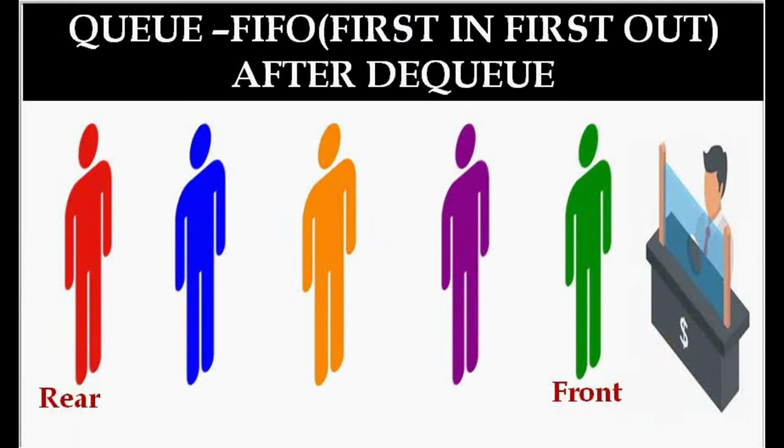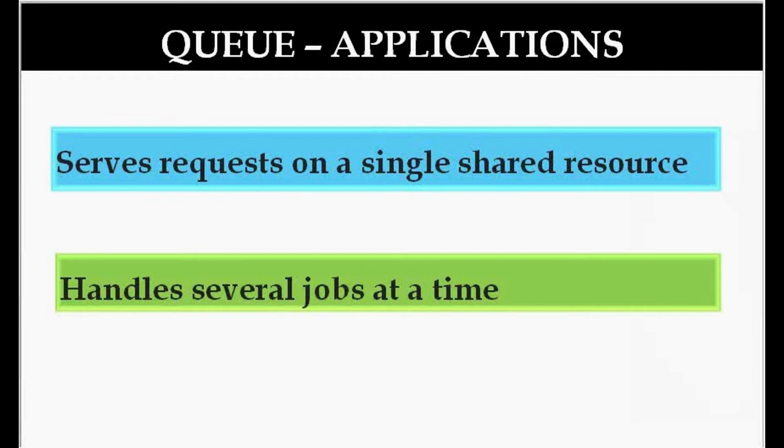So the difference between the stack and queue is in this dequeue operation. In a stack, we remove the item the most recently added, whereas in a queue, we remove the item the least recently added. Okay, let's see the applications of queue in computer science.